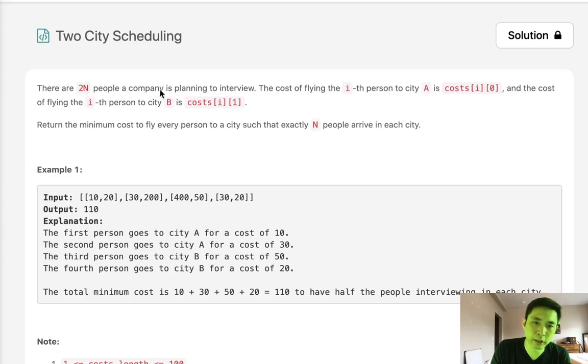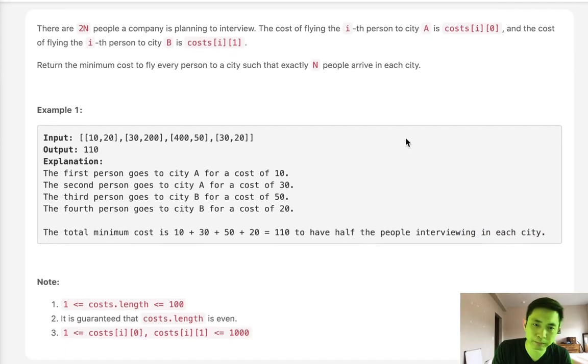There are two N people companies planning to interview. The cost of flying the ith person to city A is costs[i][0], and the cost of flying the ith person to city B is costs[i][1]. So inside of a list, for each person, the cost of going to city A is the first element, and the cost of going to city B is the second element. Return the minimum cost to fly every person to a city such that exactly n people arrive in each city.